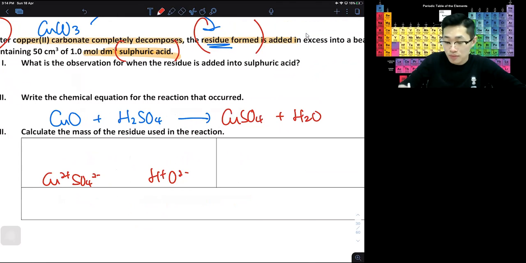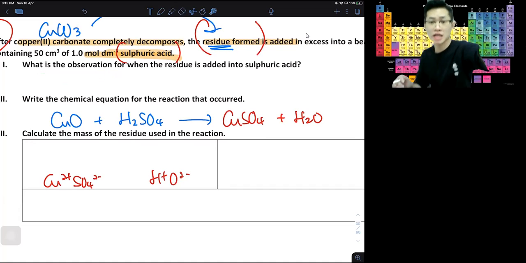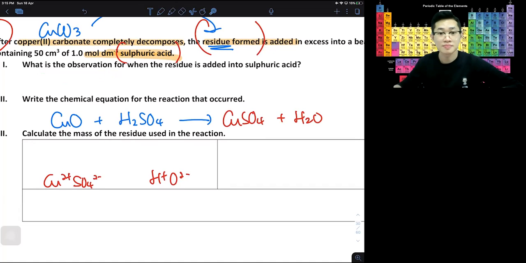So they ask you, observation. What can you see? When you put this CuO into H2SO4, what can you see? What can you see? CuO.